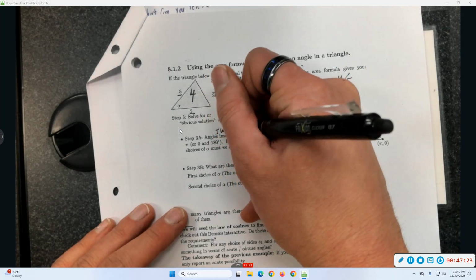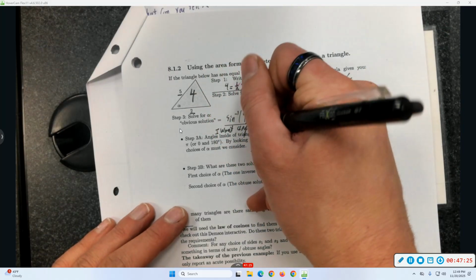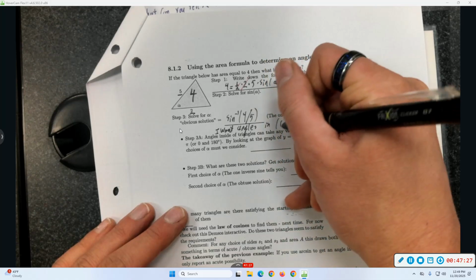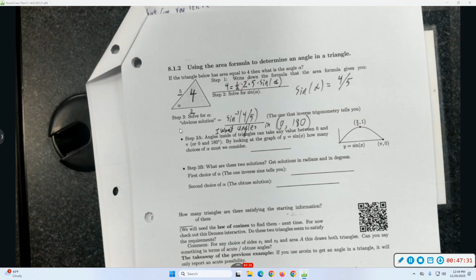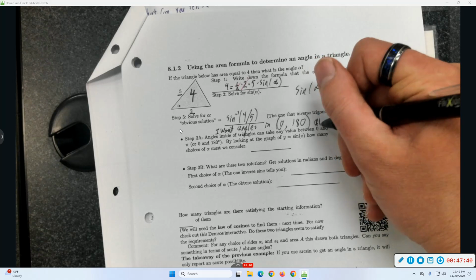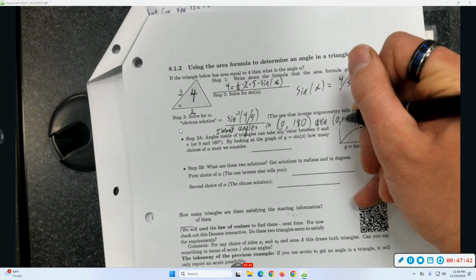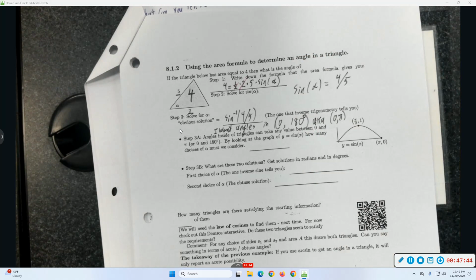I want angles in (0, 180). And I've used parentheses because I probably don't want an angle of 0 or an angle of 180 in a triangle. Those would be too big. And let's translate back to radians, 0 to pi radians. What's the range of inverse sine? Negative pi over 2, pi over 2. Nice.